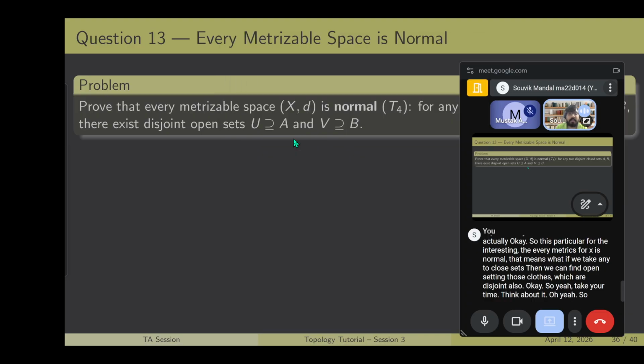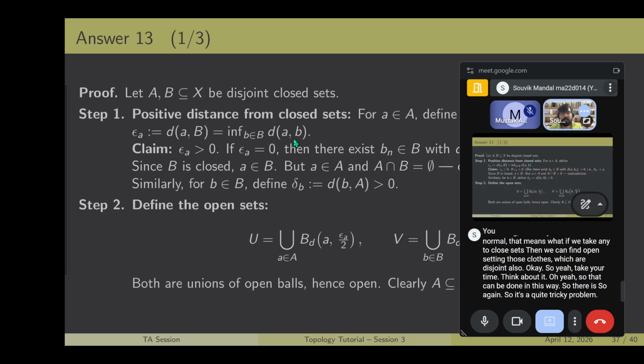So that can be done in this way. It's quite a tricky problem. For a belongs to A, define epsilon_a as the infimum of the distance d(a,B), and similarly epsilon_b for b in B. Then take U to be the union of the balls B_d(a, epsilon_a by 2), and V to be the union of the balls B_d(b, epsilon_b by 2). Then clearly A is a subset of U and B is a subset of V. You may go through the argument once, you can take a screenshot of that. So that's the argument.